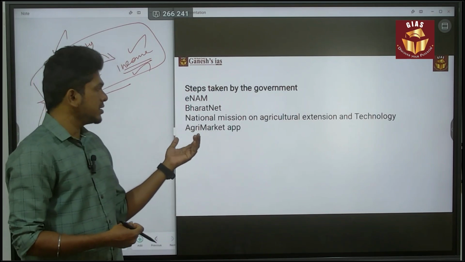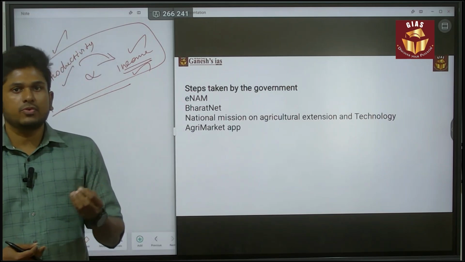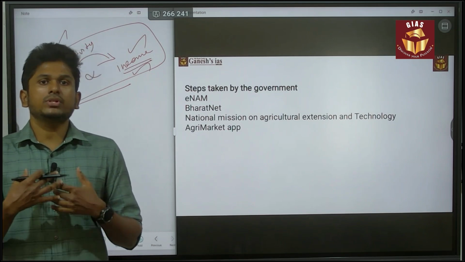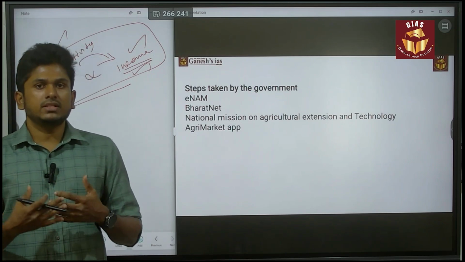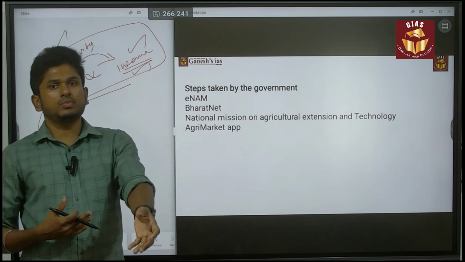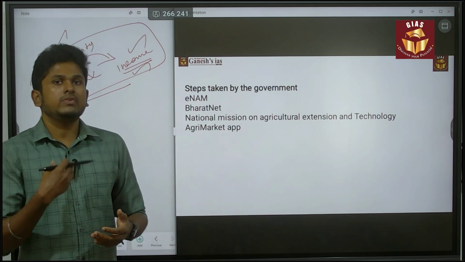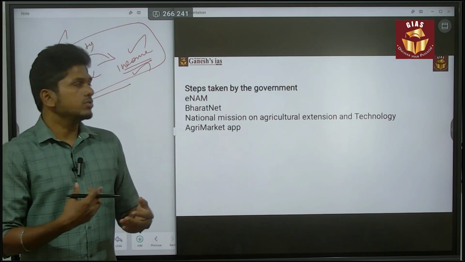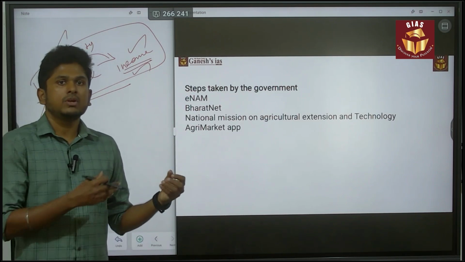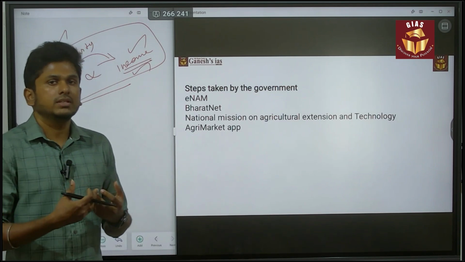Another thing is the agri market app. In that app you will know the market prices of your produce. So you can negotiate for your price. You can say that the agri app itself says the market price of my crop is this much, why are you asking for a very low price, you can argue that. So it will give you bargaining power. So all these things are done by the government to enhance the digital program, to reach the nooks and corners of rural India and also to benefit the farmers.